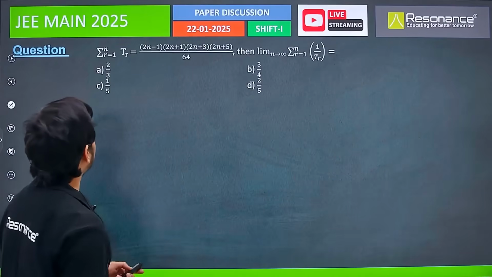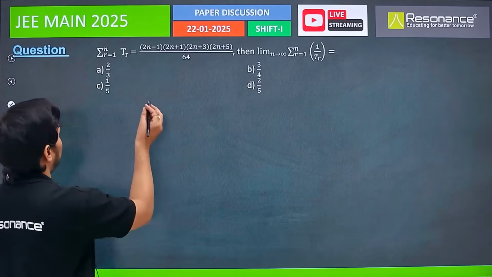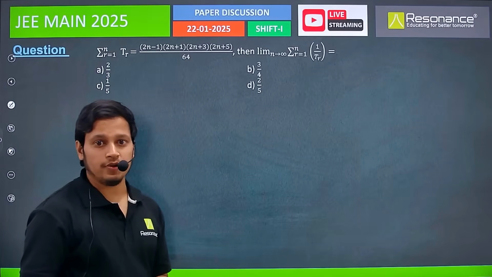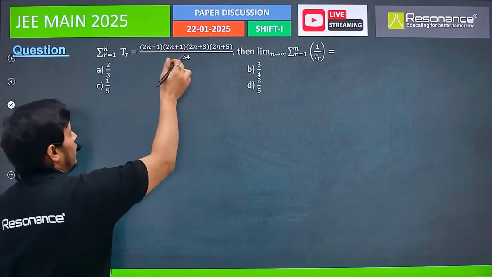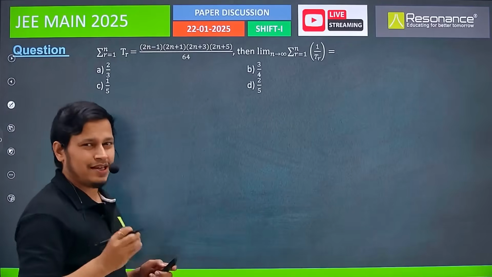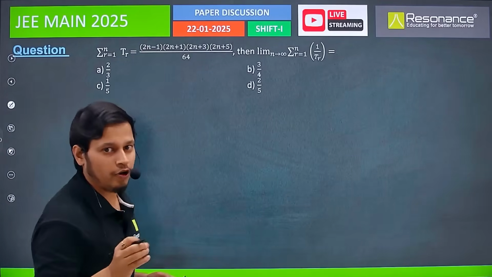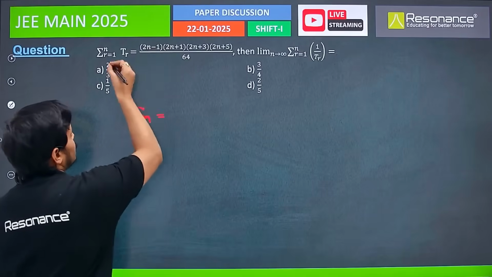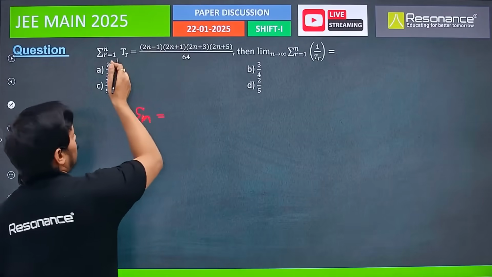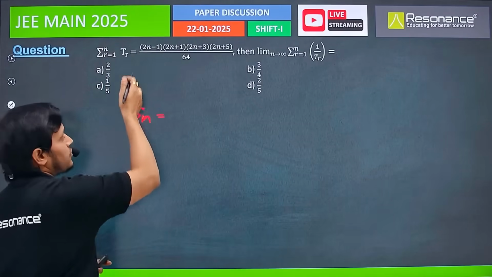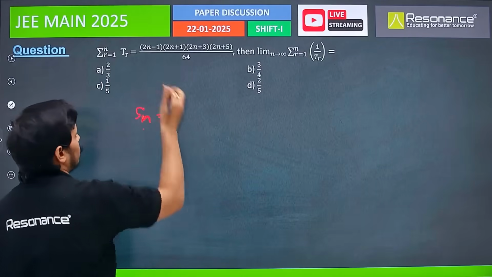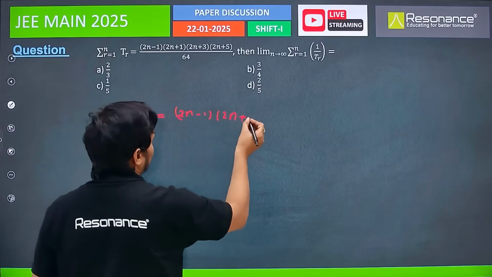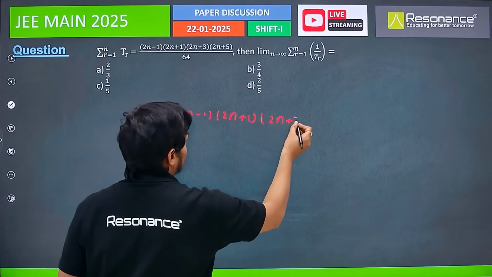Then the next question is given as sigma r equal to 1 to n of tr. Acha, sigma tr is the sum of n terms only, na. So actually this is Sn. Again this is in your material, the same kind of question in exercise 1 of our Reso material. So here Sn. This one is sigma tr. So sigma tr, if you put r equal to 1 to n, you will get t1 plus t2 till tn. So the sum of n terms is equal to (2n minus 1) into (2n plus 1) into (2n plus 3).